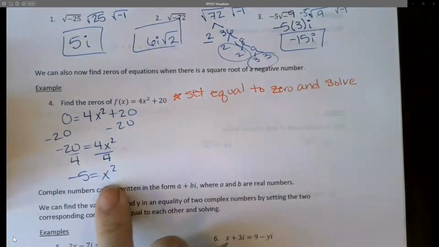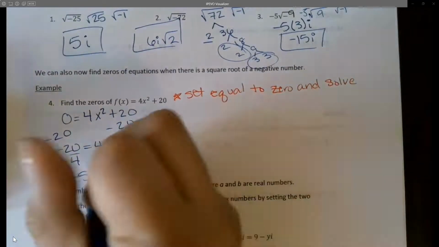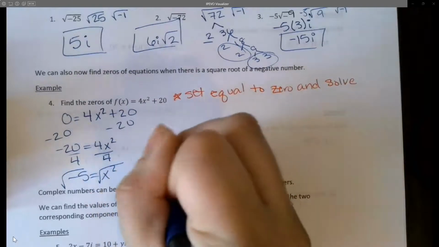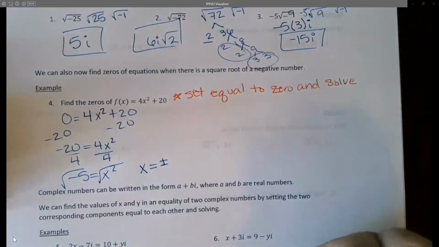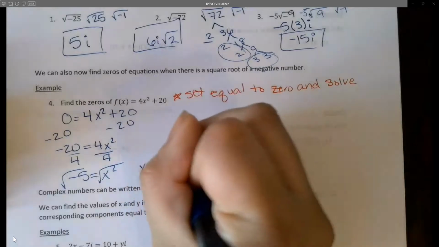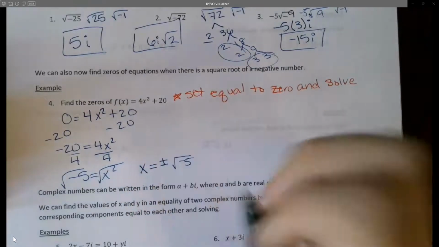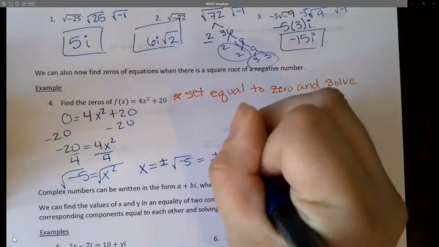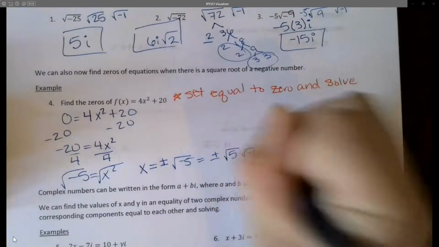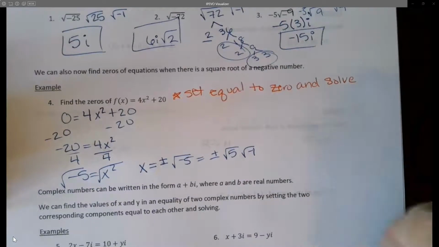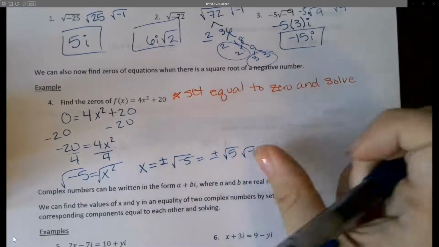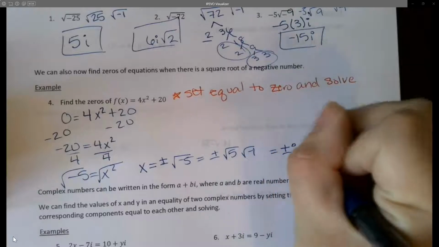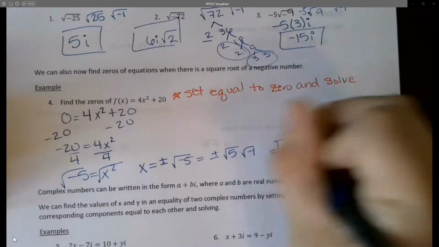I want to get rid of that squared symbol, so the opposite of squared is square root. I have x equals plus or minus, because remember I took that square root of -5. I want to split this into two things, so I want to have plus or minus the square root of 5 times the square root of -1. I can't do anything with the square root of 5, but I can turn the square root of -1 into an i, and that goes in front of the radical.